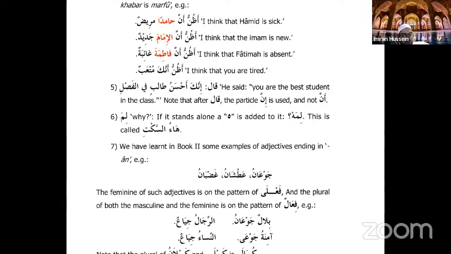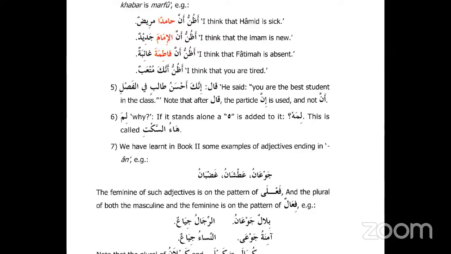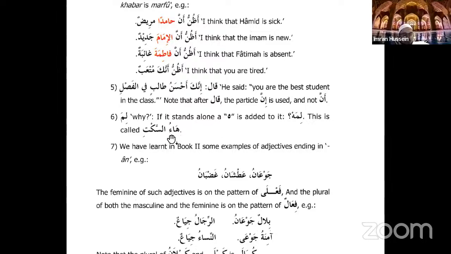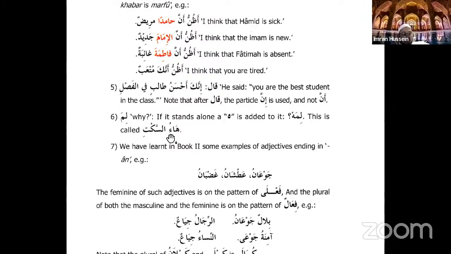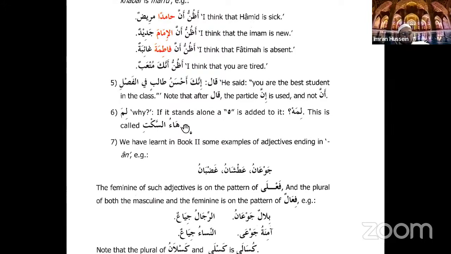Correct. And number 6, lima, why? If it stands alone, a ha is added to it. Limaha, this is called ha as-sakt, the silent ha. That's what it means. Okay. That's fine. That's not important.